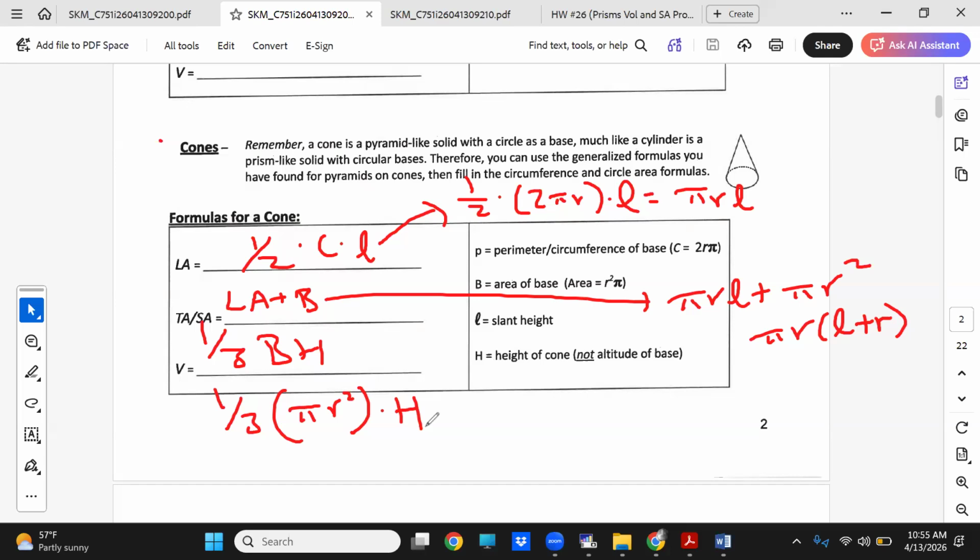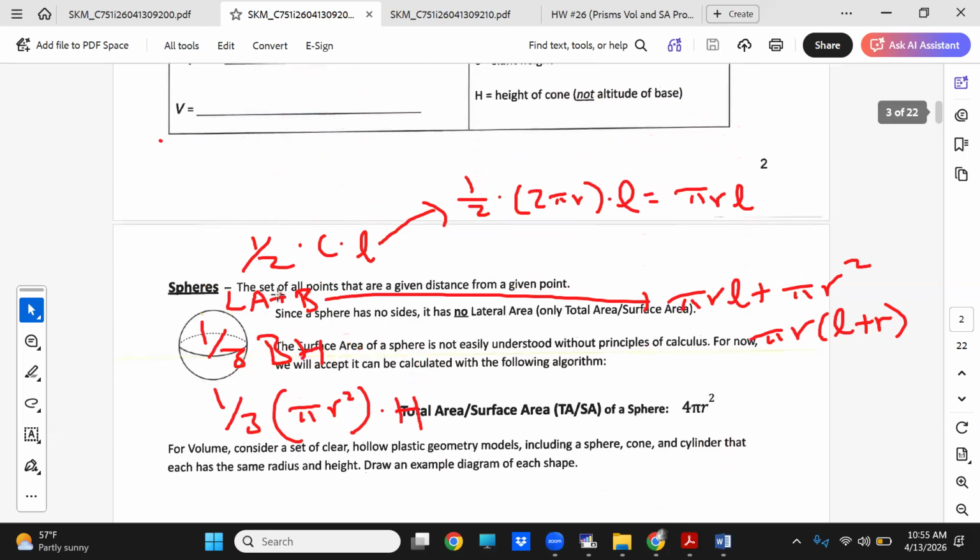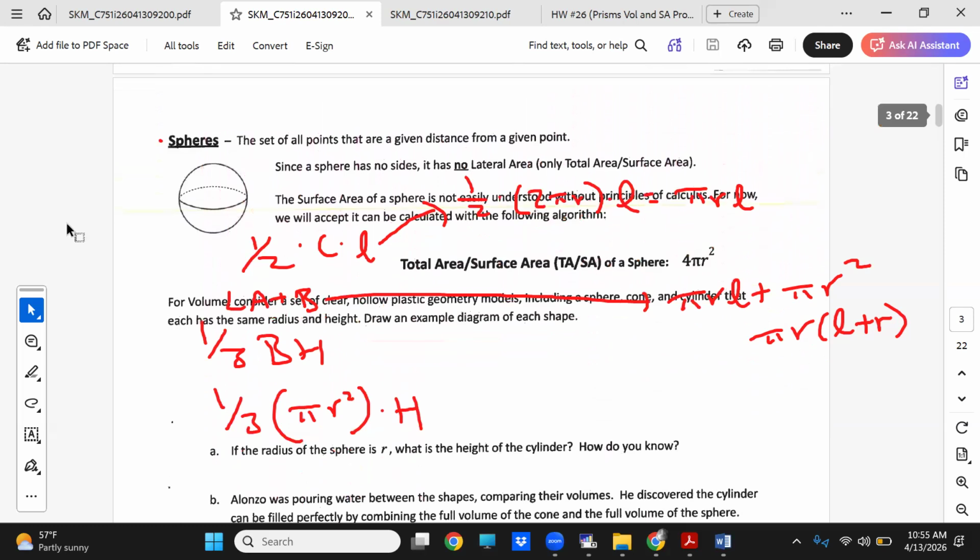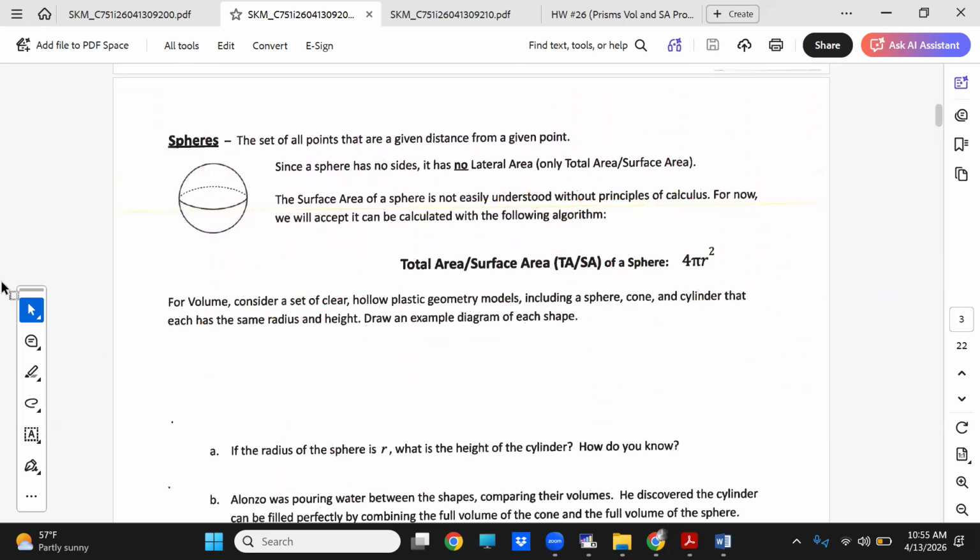I don't know if we really have time, but let me just briefly talk about the sphere. We have a few minutes. Okay, a sphere has no sides, obviously. It's all circular. It's like a ball. So it has no lateral area. We don't really worry about that. The formula is right there, 4 pi r squared.